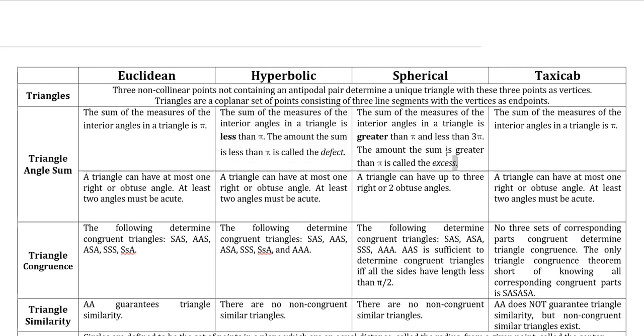But in spherical geometry, the sum of the measures of the interior angles of a triangle is always greater than pi, and it'll be less than 3 pi, and the amount the sum is greater than pi is called the excess. So because of this, a triangle can have at most one right or obtuse angle, and 2 of them must be acute for sure, maybe all 3, but at least 2 have to be acute in Euclidean and taxicab, and also in hyperbolic geometry. But a triangle can have up to 3 right or up to 2 obtuse angles in spherical geometry.